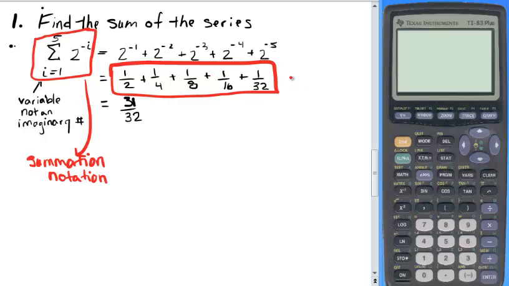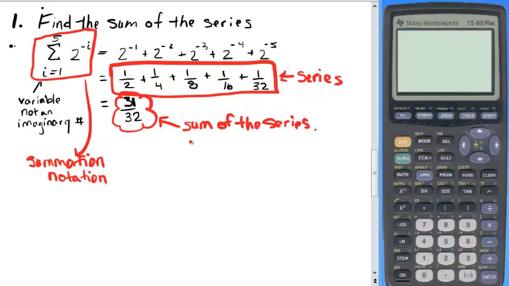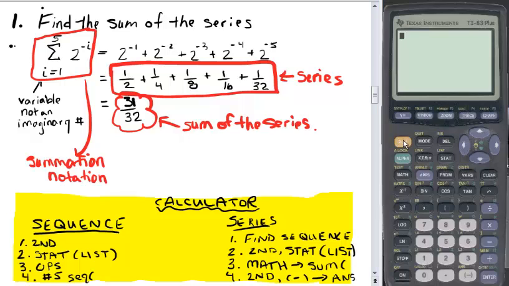The list that we generated with the plus signs was the series. And then the final answer, the 31 out of 32, is the sum of the series. That's our answer. Let's take a look at the calculator.